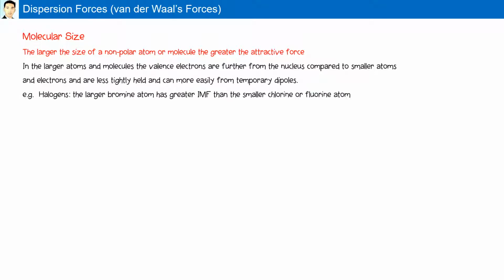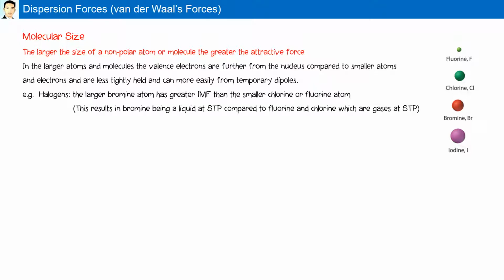For example, the halogens. The larger bromine atom has greater intermolecular force, dispersion force, than a smaller chlorine or fluorine atom. This results in bromine being a liquid at standard temperature and pressure compared to fluorine and chlorine, which are gases at standard temperature and pressure.